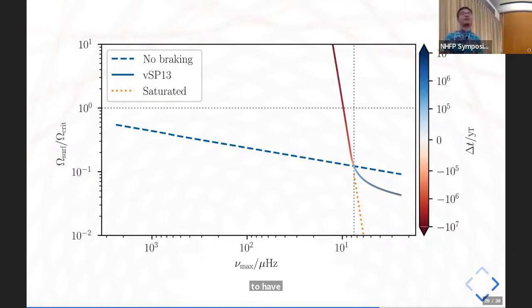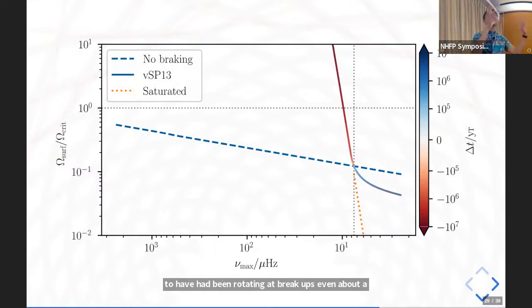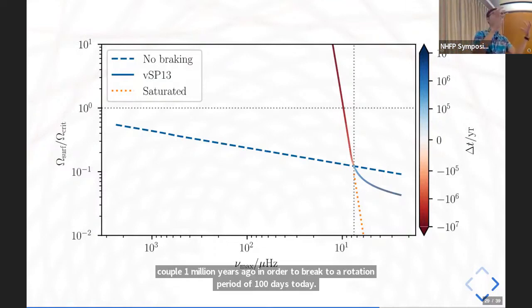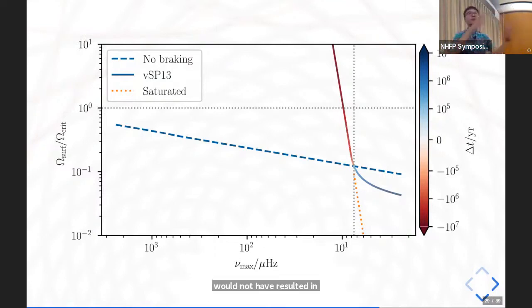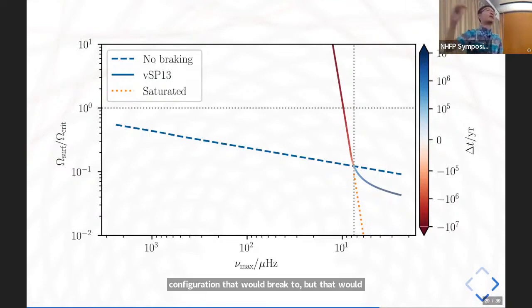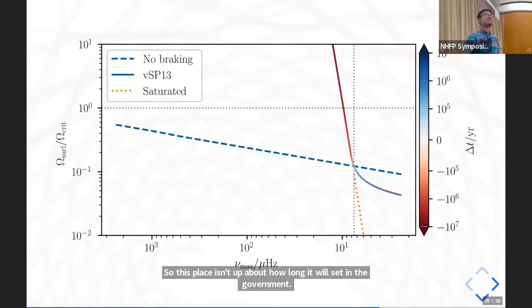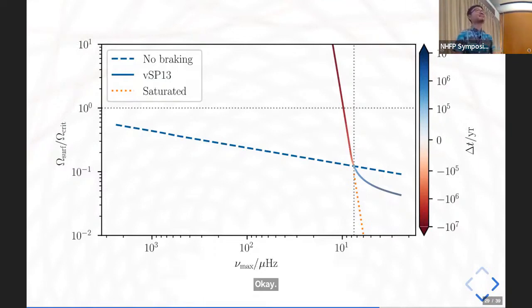100 days today. And so if the engulfment happened before that, then it would not have resulted in a hydrostatically stable configuration that would also brake to the red giant that we see today. So this places an upper bound on how long ago such an engulfment could have occurred. It's always magnetic fields. Okay, we've got time for 2 more questions.